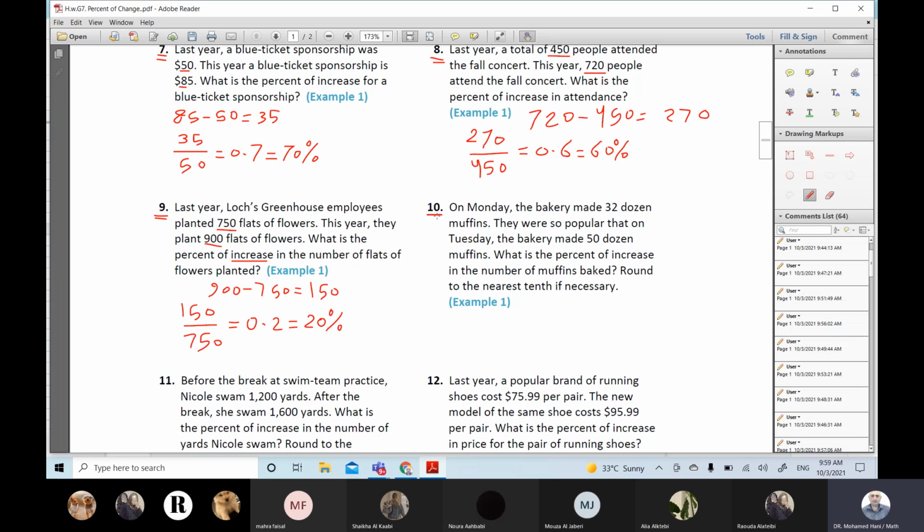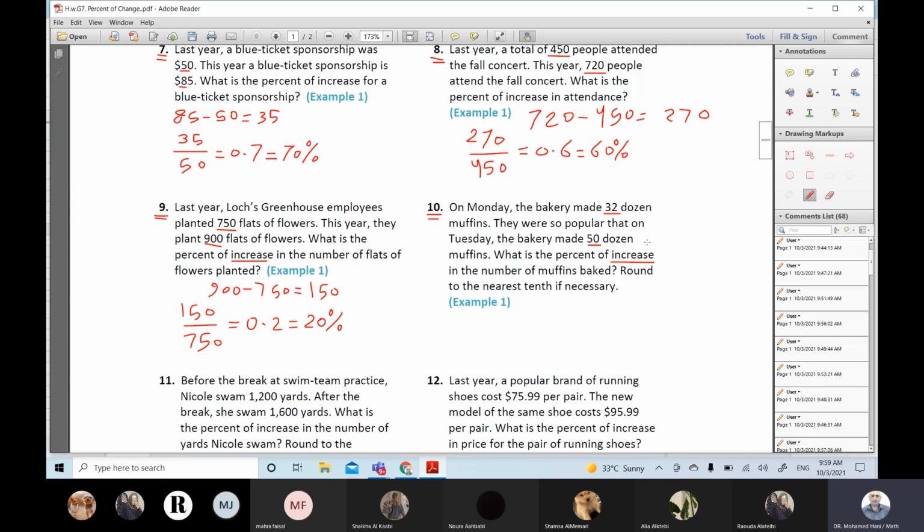Exercise number 10. Who can read exercise number 10, please? Mr., can I read it? Yes, Shamsa, please. On Monday, the bakery made 32 dozens of muffins. They were so popular that on Tuesday, the bakery made 50 dozens of muffins. What is the percent of increase in numbers of muffins baked? Round to the nearest tenth if necessary. Great, thank you, Shamsa. I will add to you 2 marks.